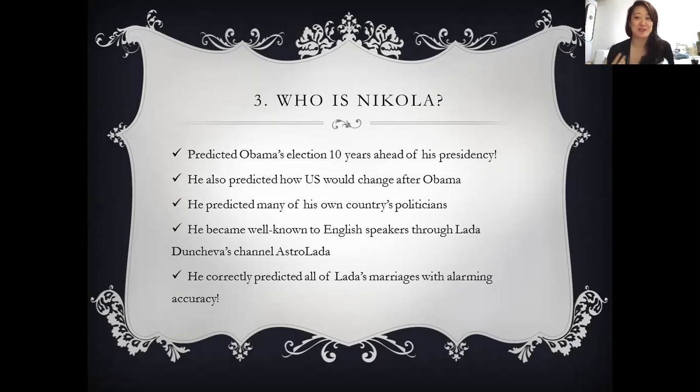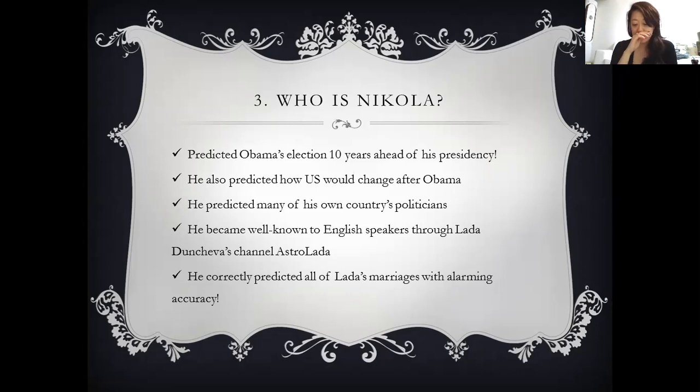And apparently Lada was super angry. She was like, yeah, this is my honeymoon phase. What are you talking about? But Nikola was very frank. He said, your third marriage is going to make you the happiest. You're going to live in this part of America. And all of those were so accurate.